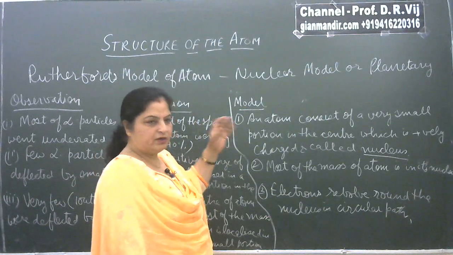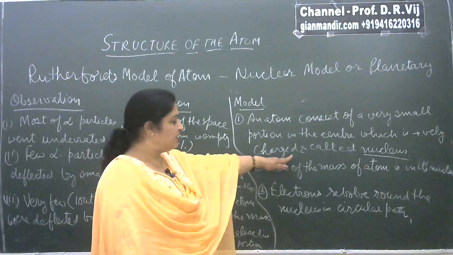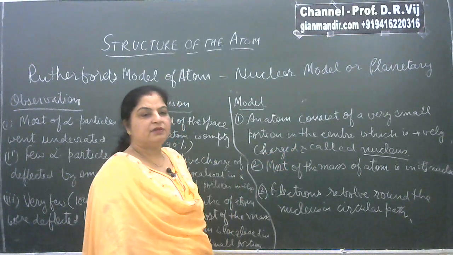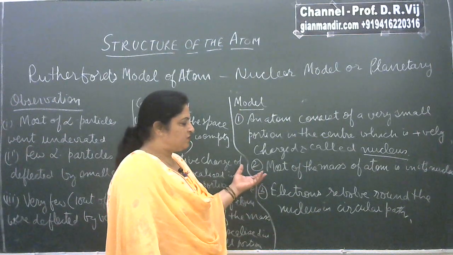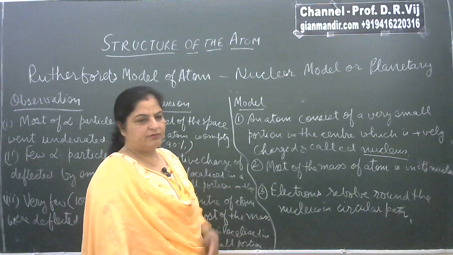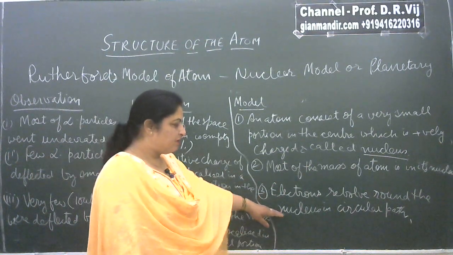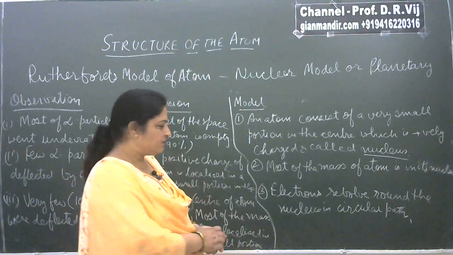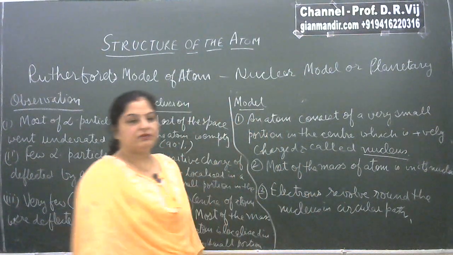atom are present in the center of the atom, and that positively charged part of the atom is known as the nucleus. And another thing which was told by Rutherford is that most of the mass of the atom resides in its nucleus, and the electrons, the negatively charged particles, revolve around the nucleus in circular paths.